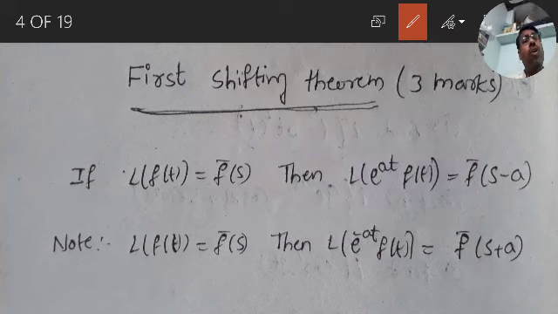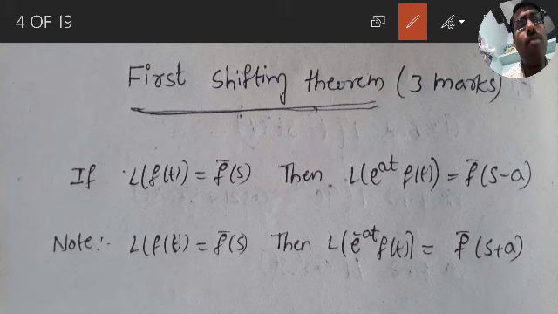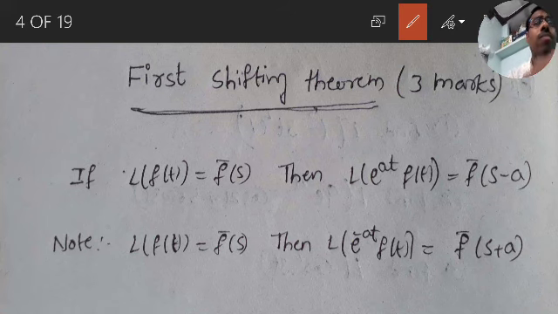In today's topic, you may get the straight first shifting theorem for 1 mark. If L of f of t is equal to f bar of s, then L of e power of at into f of t is equal to f bar of s minus a, or if L of f of t is equal to f bar of s, then L of e power of minus at into f of t is equal to f bar of s plus a, just like that.